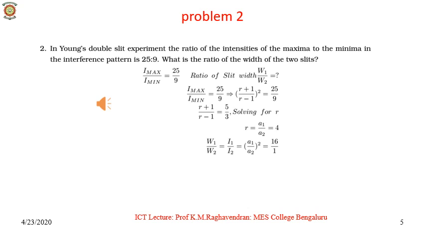The data given to us is I max by I minimum. We know that I max by I minimum, which is 25/9, is equal to R plus 1 divided by R minus 1 whole squared. So taking square roots on both sides, we get R plus 1 by R minus 1 is equal to 5/3, and solving for R, we obtain R is equal to 4. Therefore, W1 by W2 would be equal to R squared, which is 16/1.